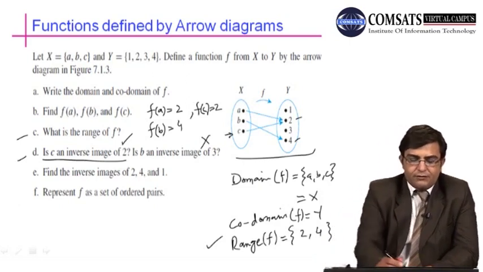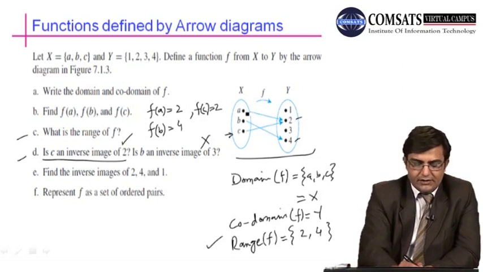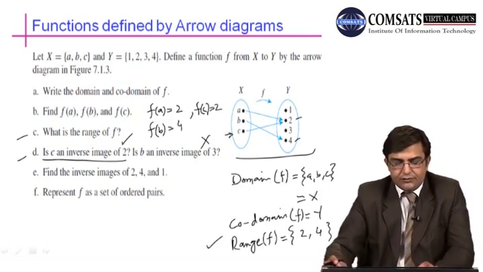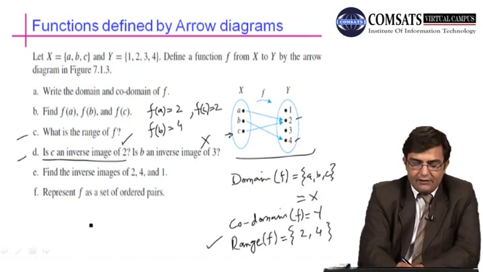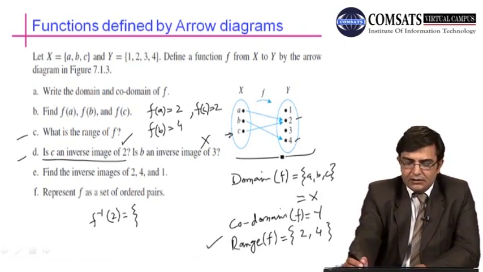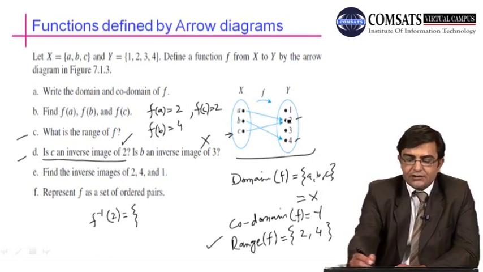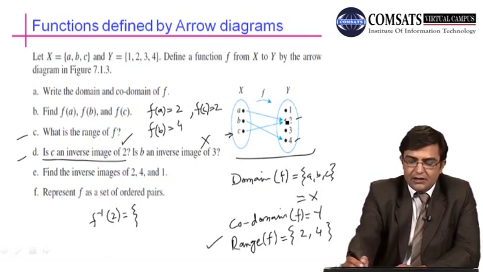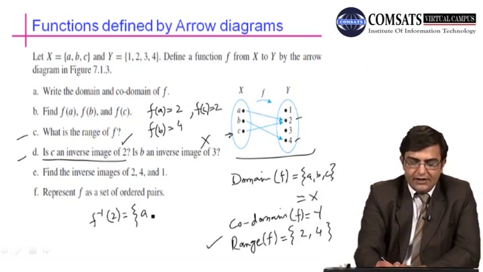Find the inverse image of 2, 4 and 1. First we define the inverse image of 2, basically f inverse of 2. F inverse of 2 is a set which contains the inverse images of 2. The inverse image of 2 is a, and the inverse image of 2 is c. So this contains two elements, a and c.